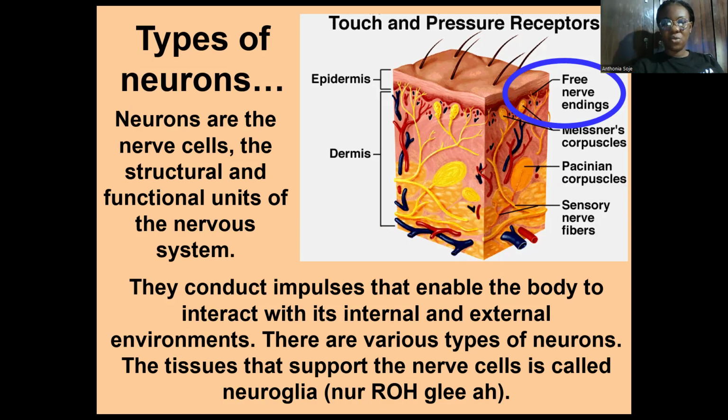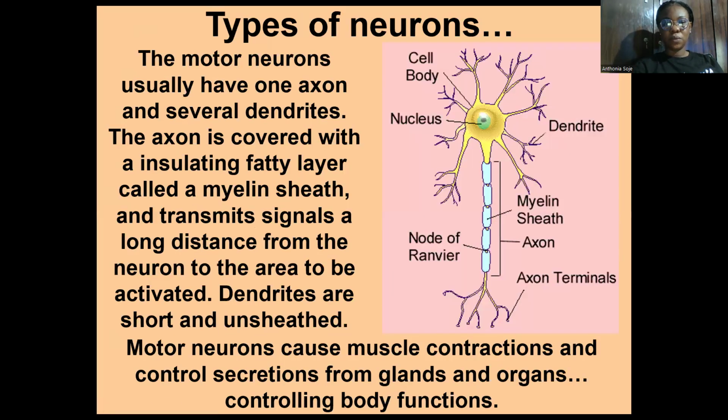And there are various types of neurons. The tissues that support the nervous system are called neuroglia cells. And the motor neurons usually have one axon. This is a classical motor neuron with only one axon for several dendrites. These are the dendrites, these things that look like branches of a tree. And the axon is covered with an insulating fatty layer called the myelin sheath.